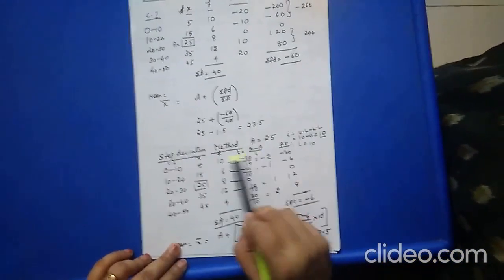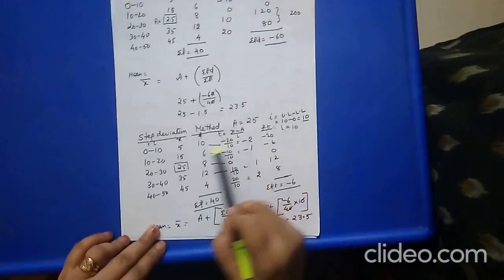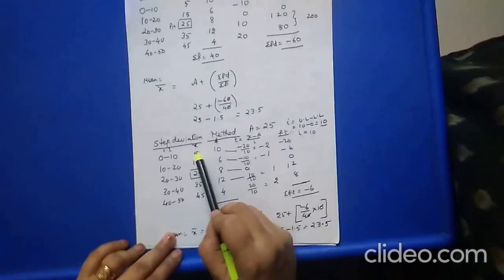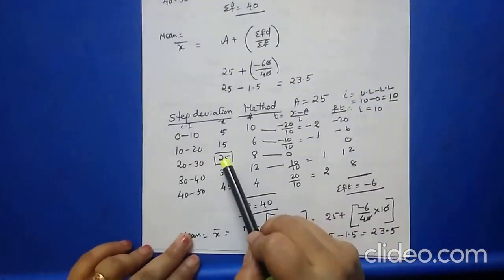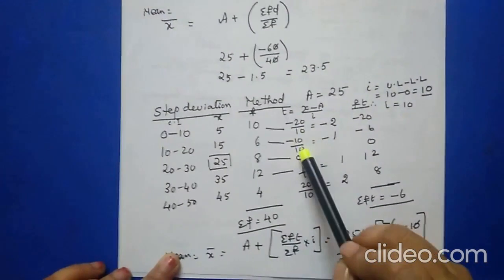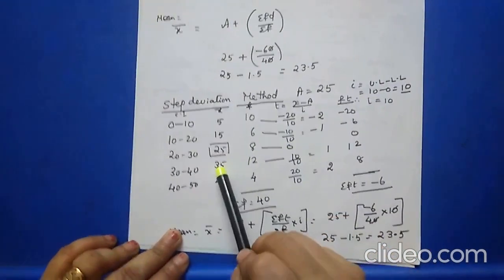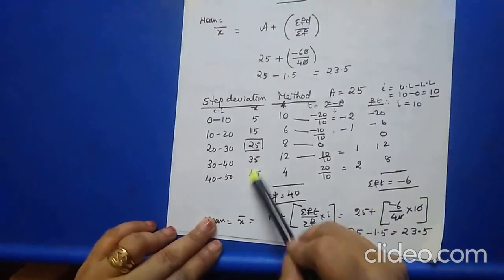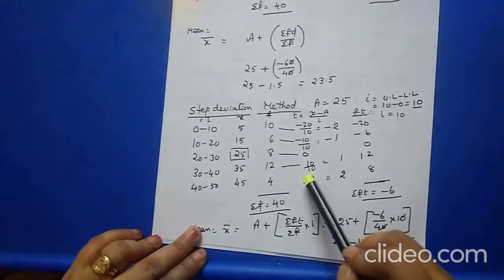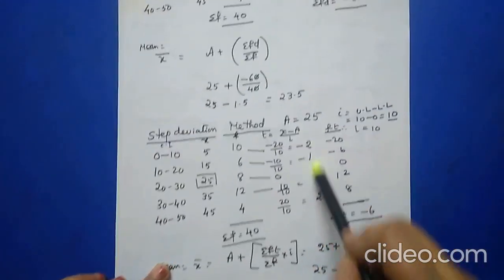Now you are finding t. t is equal to x minus A by I. So here x is 5. 5 minus 25 is minus 20, by 10 is minus 2. Next 15 minus 25 is minus 10, by 10 is minus 1. 25 minus 25 is 0. Next 35 minus 25 is 10, 10 by I is 1. 45 minus 25 is 20, 20 by 10 is equal to 2. This is the value of t.